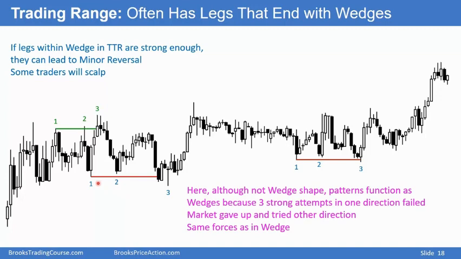None of these has a wedge shape, but they all function as a wedge. The market made three strong attempts to go one way, and the breakout failed. The market gave up and tried the other direction. The same forces as in a wedge, but here the patterns are small and sideways. They're minor reversals leading to scalps.